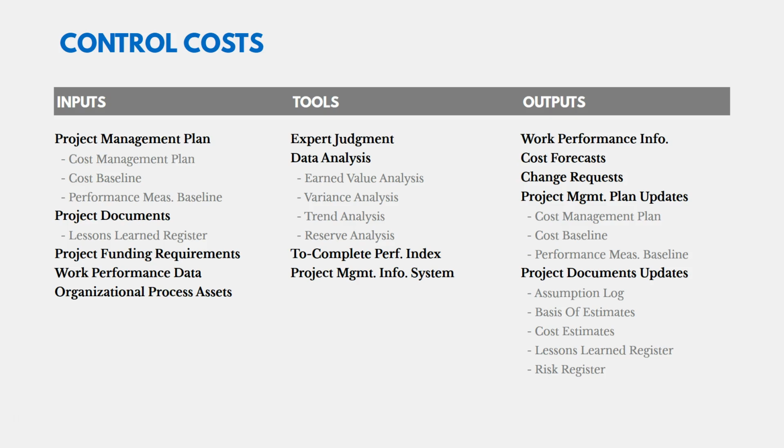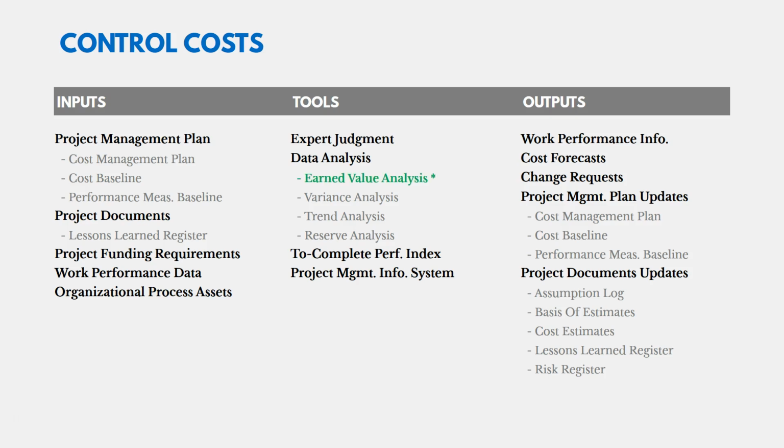That's going to be our work performance data. We're tracking how much we spent and when. And then we might also compare it to our project funding requirements. So if we said we needed a certain amount each month to keep the project going, how did that compare with what we actually received and what we actually spent? So we're just overall comparing what we planned to spend and what we actually spent and how we're doing.